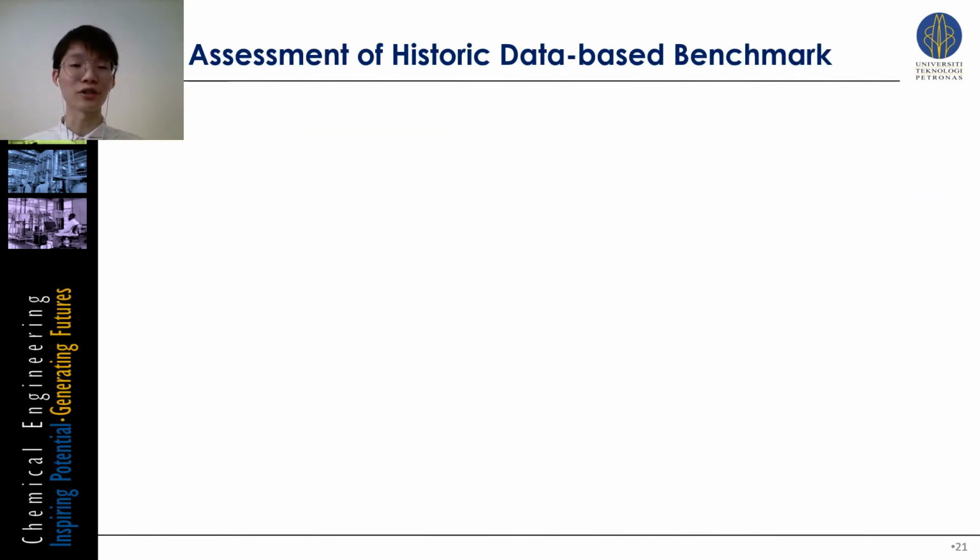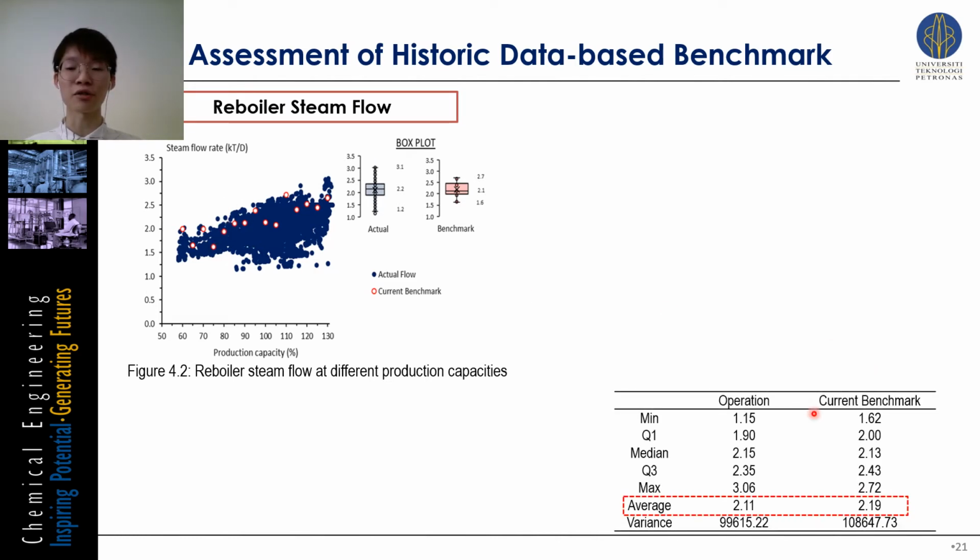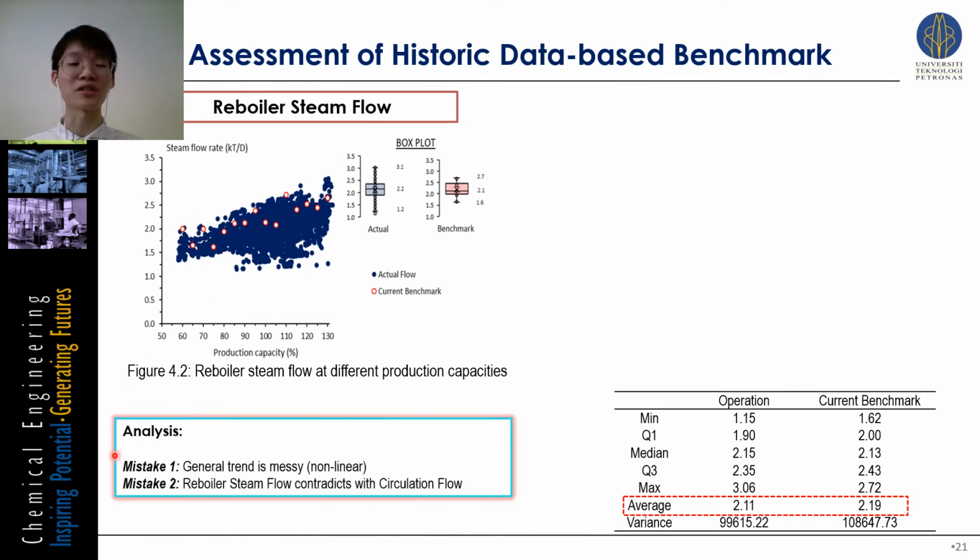Next, let us look into the reboiler steam flow. So here is the graph for the reboiler steam flow, and through ANOVA analysis, it is determined that in terms of the operation, averagely it is operating lesser than the current benchmark, for which the operation is 2.11 kiloton per day and current benchmark around 2.19 kiloton per day, which is approximately the same. So let us look into the trending of this current benchmark. It is rather scattered and it is not in the linear relationship, which brings me to mistake 1 of this graph. The general trend is messy and it is not linear.